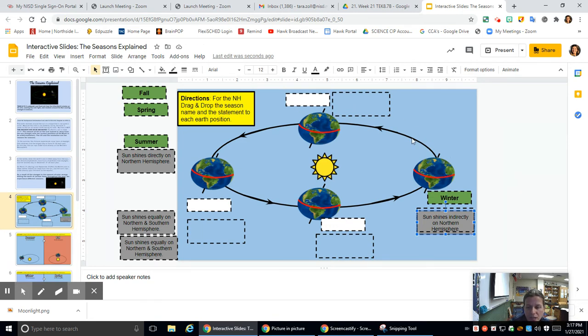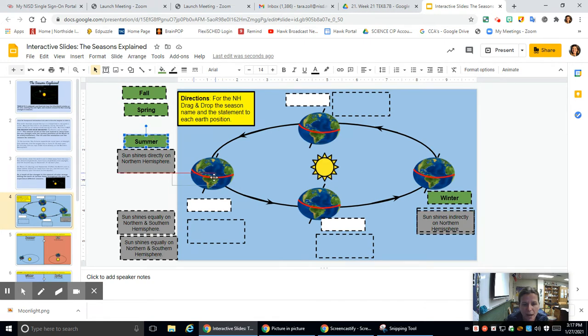And let's do a revolution counterclockwise. So at this position, we're going to skip because these are going to be our equinoxes where we can't tell which hemisphere is tilted towards or away from the sun. And let's go to this model on the left. Here I'm looking at the Northern Hemisphere, and I can see the Northern Hemisphere is tilted towards the sun. So the Northern Hemisphere is experiencing summer.